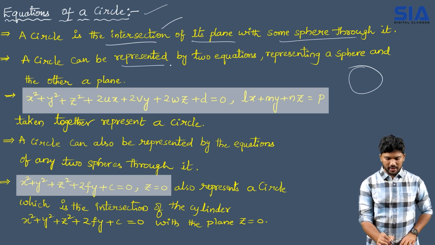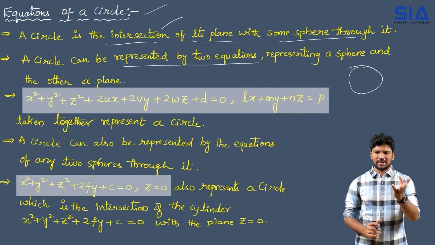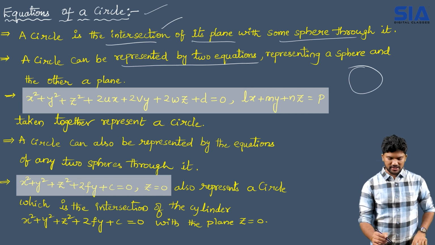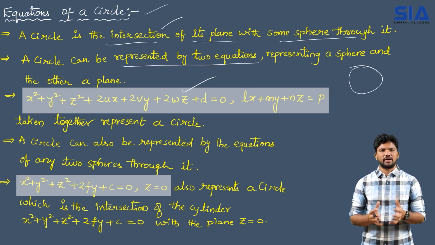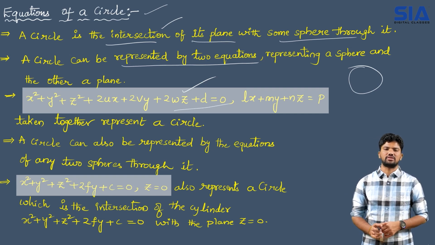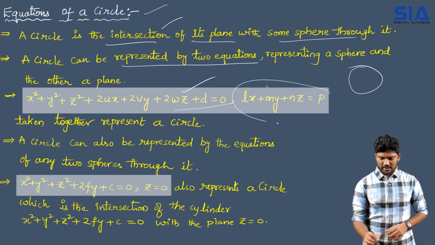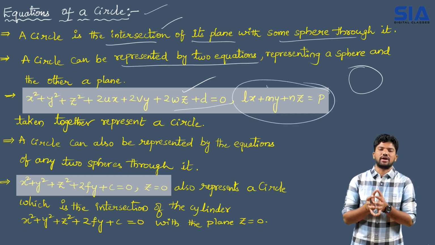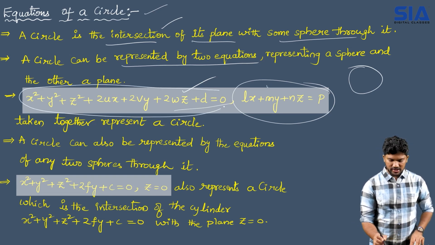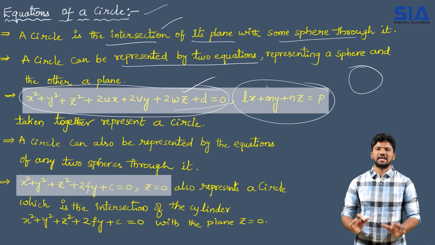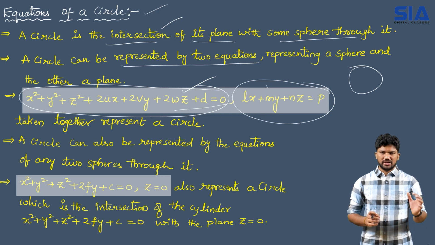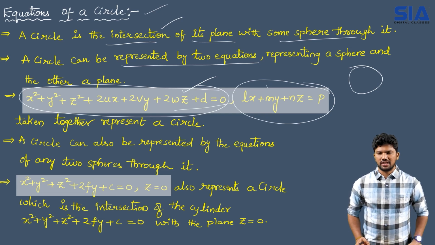A circle can be represented by two equations, one representing a sphere and the other representing a plane. The sphere equation is x square plus y square plus z square plus 2ux plus 2vy plus 2wz plus d equal to 0, and the plane equation is lx plus my plus nz is equal to small p. The first equation is the total sphere equation and the second is the plane equation. Taken together, they represent a circle.